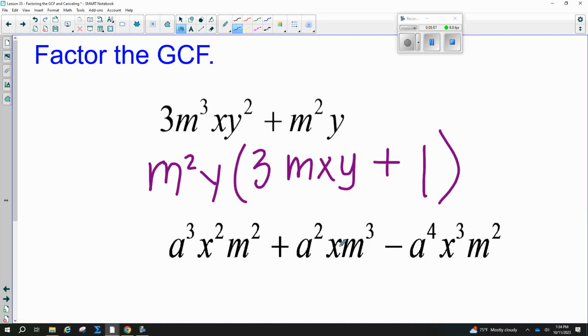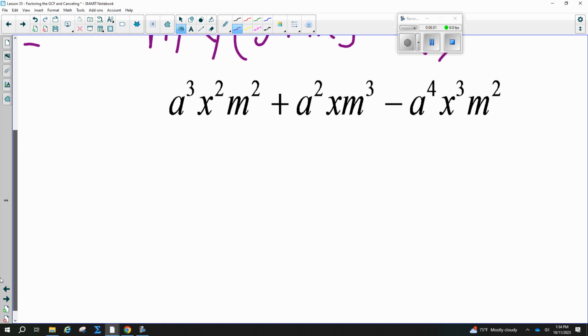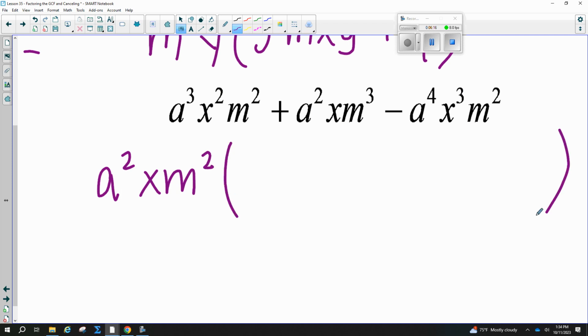All right, last one of the factoring. All right, so we need a GCF. Lila, what is common to all three terms? Tell me everything. A squared. Good job. A squared x m squared. Now leave your parentheses big enough for three things. So Giselle, if I took out a squared x m squared, what is left for the first term?